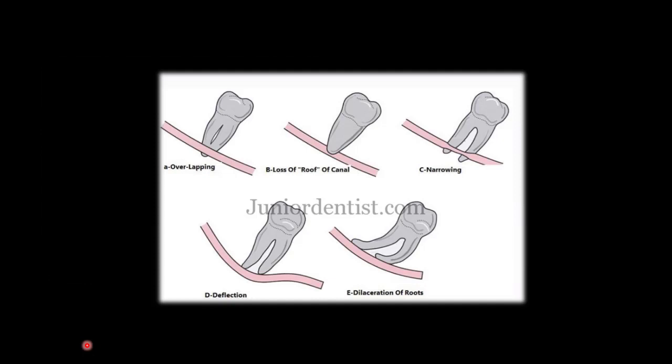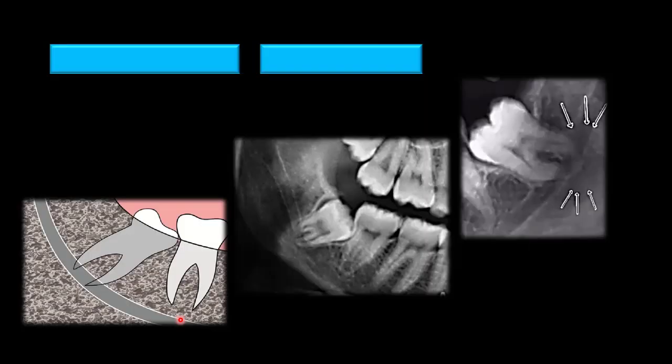Here are some appearances in the panoramic radiograph that can increase the risk of a relation and would help us to be much more careful and even take a CBCT scan. So let's see these appearances.